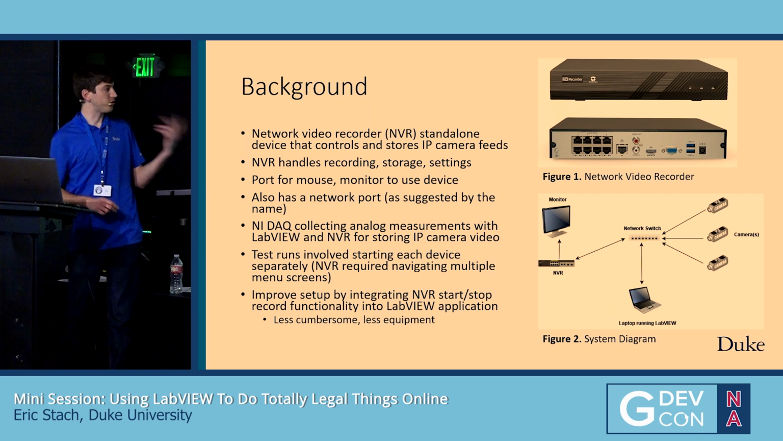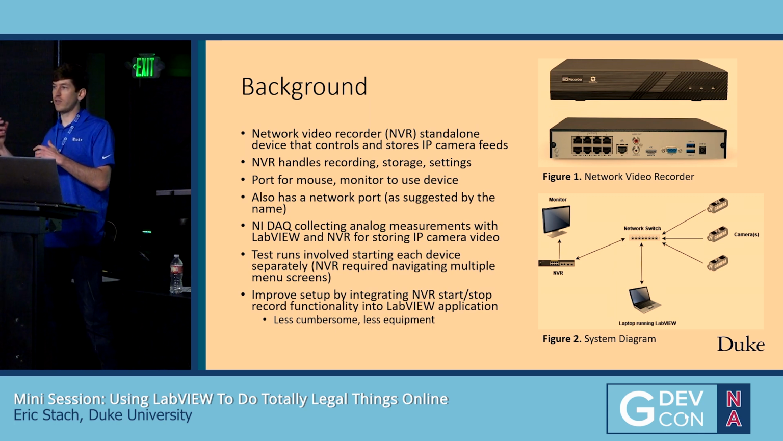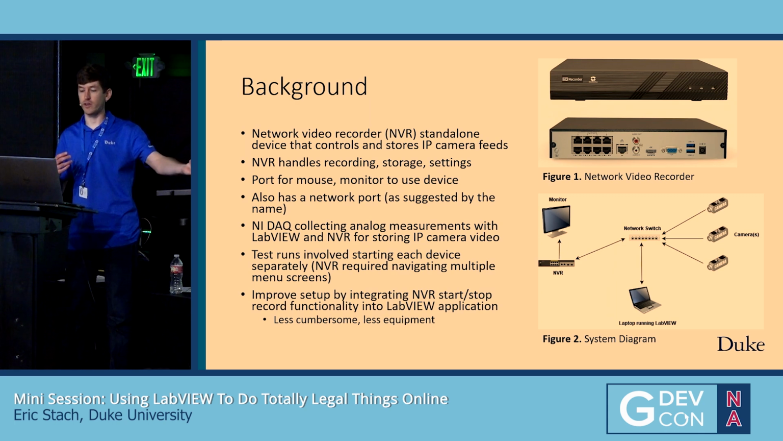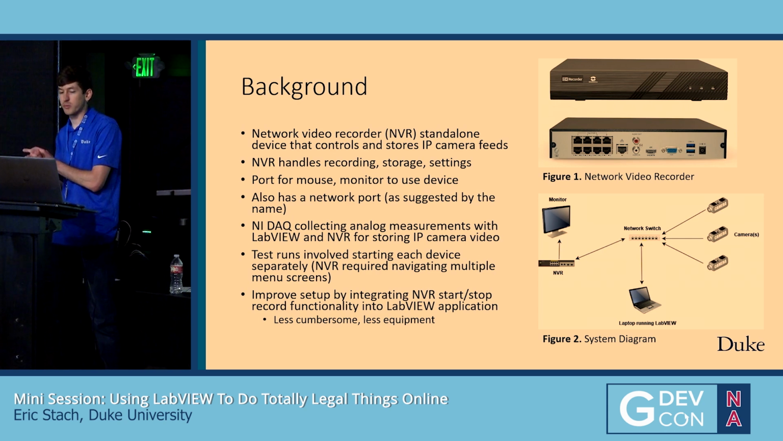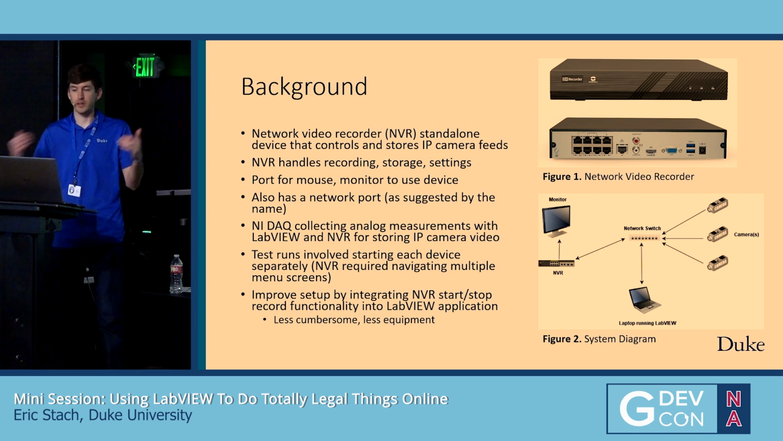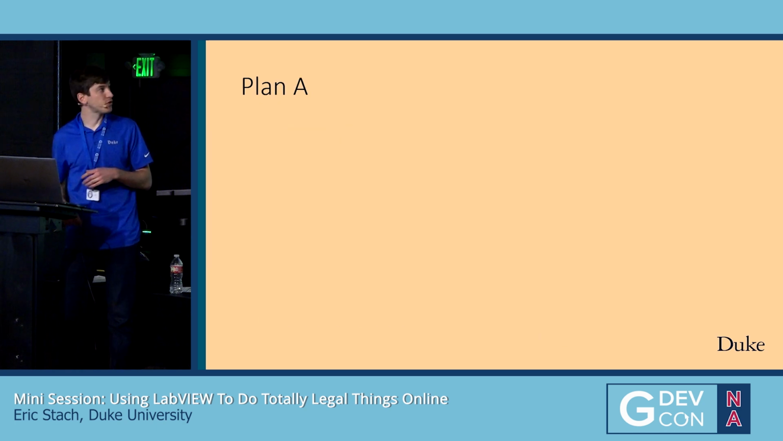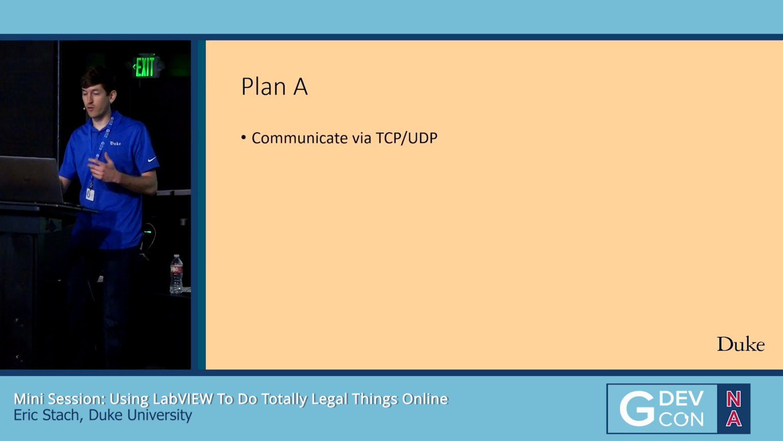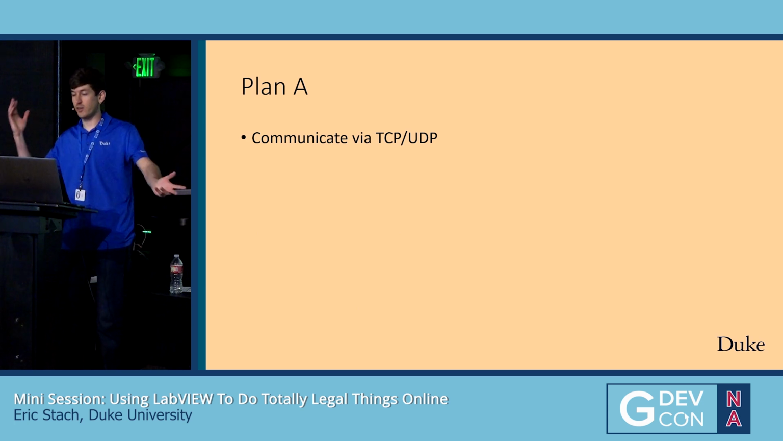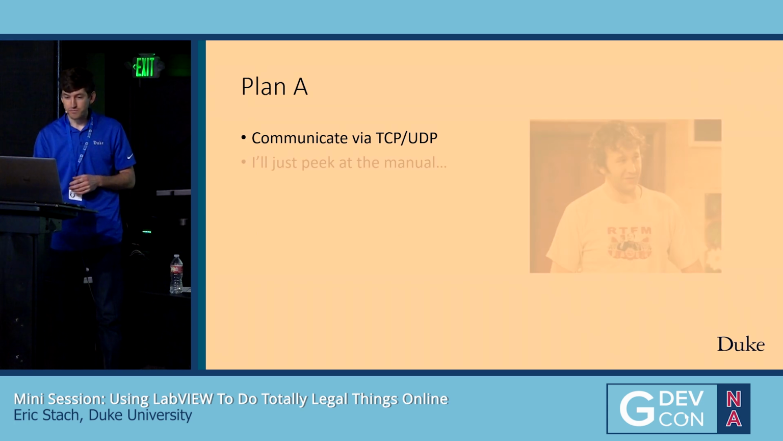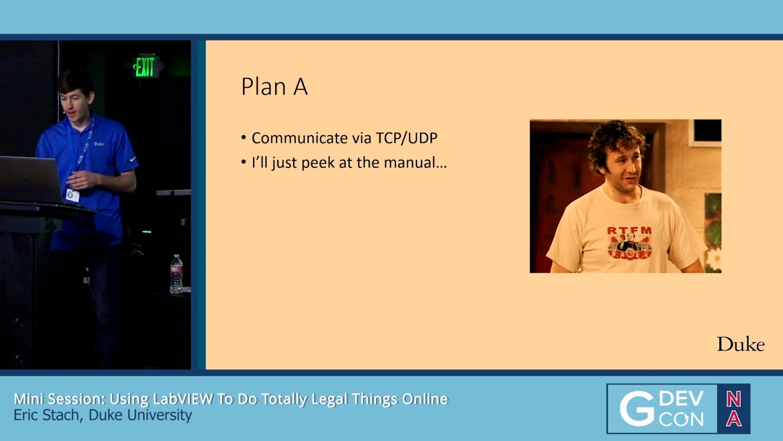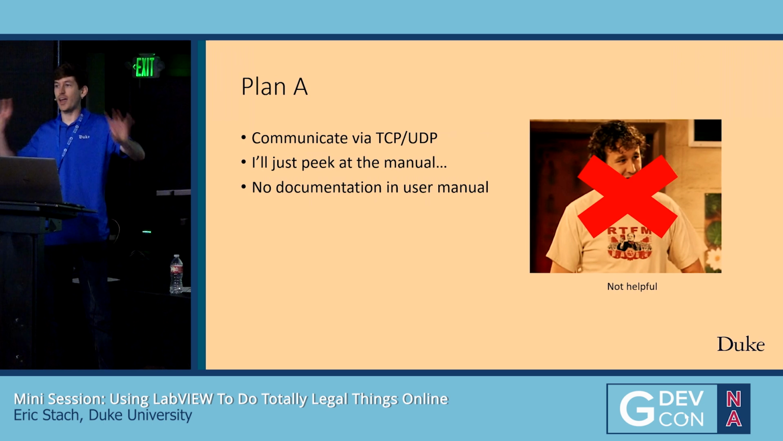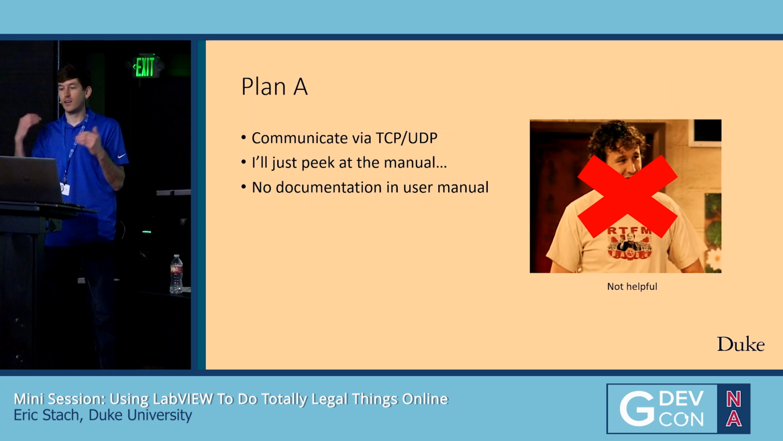So I wanted to simply improve the setup by integrating the start-stop functionality of the NVR into the rest of our LabVIEW test stand, so it'd be a little bit less cumbersome to run tests, and we'd have to bring less equipment out into the field because we do a lot of field tests. So plan A: it's on the network, so TCP, UDP, let's send some read-write messages. All right, I'll take a look at this manual and see what we have going on. And there's absolutely nothing in the manual at all that describes how to do this.